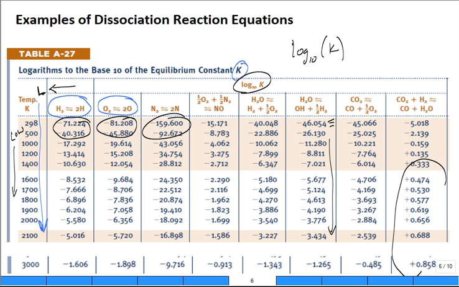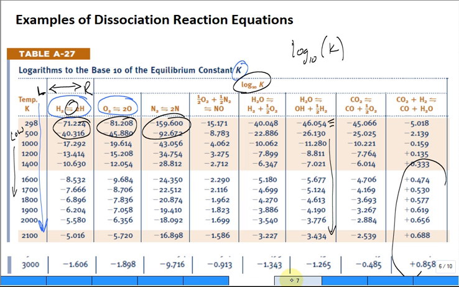So you can look at the magnitude and say, you know what, there's very little dissociation. And then now we're starting to get some. Now it's even positive. We're getting a lot of the stuff that's going to be on the right-hand side of that equation. It's not going to be on the left-hand side.